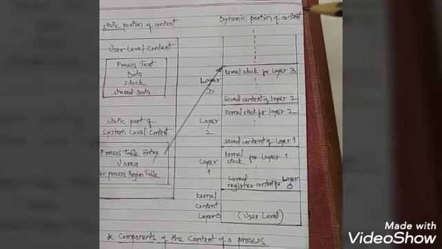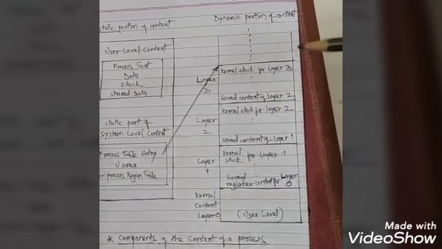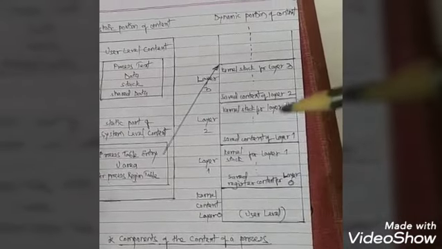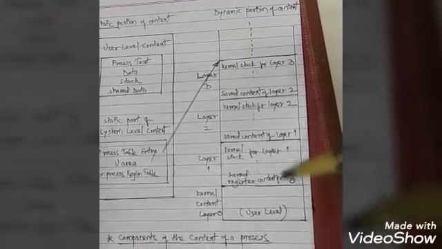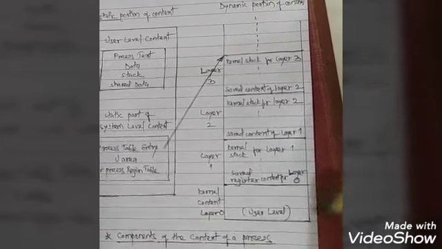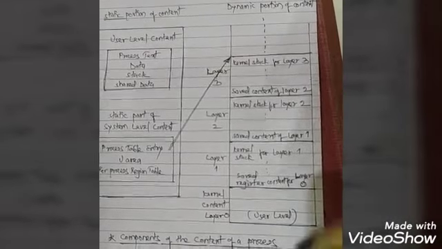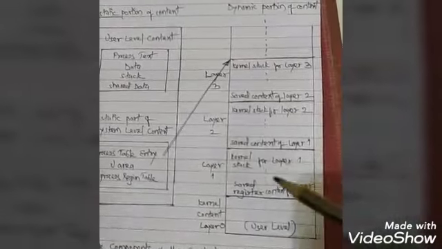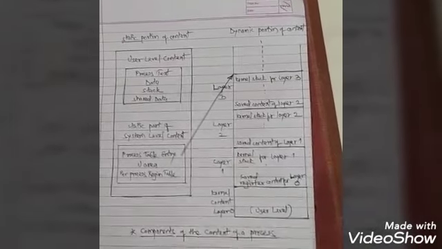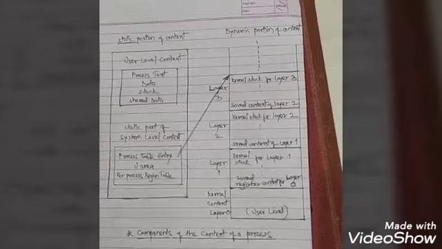In the dynamic portion of the context, we have the kernel stack, which has kernel stack layer 0, layer 1, layer 2, layer 3 and so on. Every layer has the kernel stack for that particular layer. At the same time, it stores the saved register context of layer 0, so that when it is going to return, it can come back to the previous layer. So this indicates the dynamic portion. This diagram indicates the context of a process in the form of static part and dynamic part.